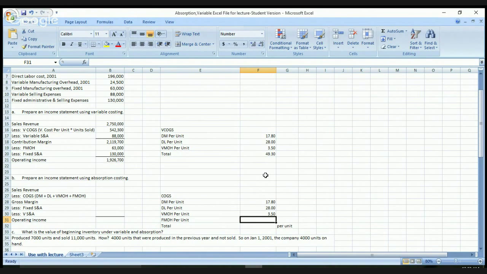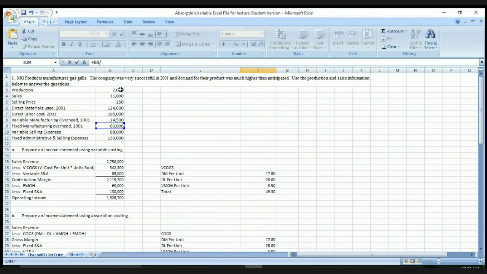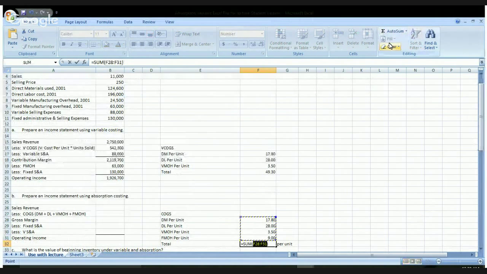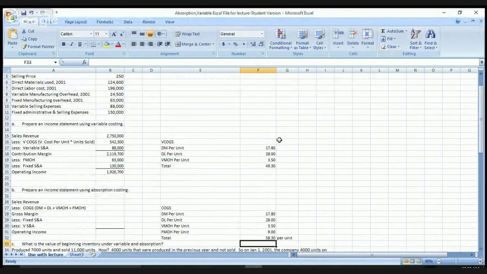What I do have to figure out is the fixed manufacturing overhead cost. I'm going to take the fixed manufacturing overhead cost of 63,000, and I'm going to divide that by the 7,000 units we produced, and I get $9 per unit. So the total that in my cost of goods sold is going to be $58.30. Now, this fixed manufacturing overhead cost, that's what's going to drive the difference between the two. And we'll be talking about that here shortly.